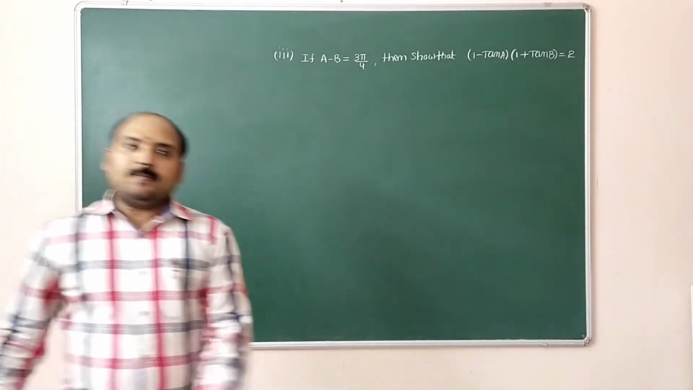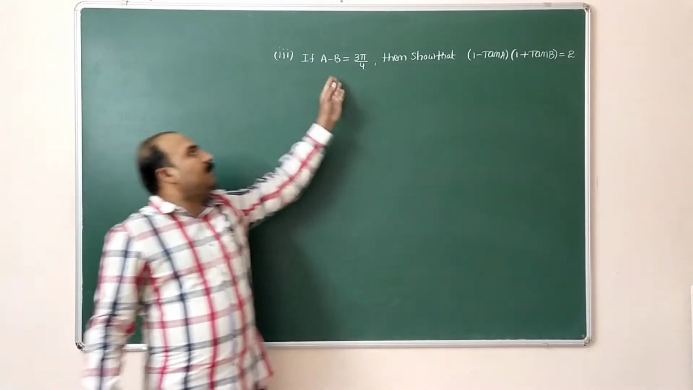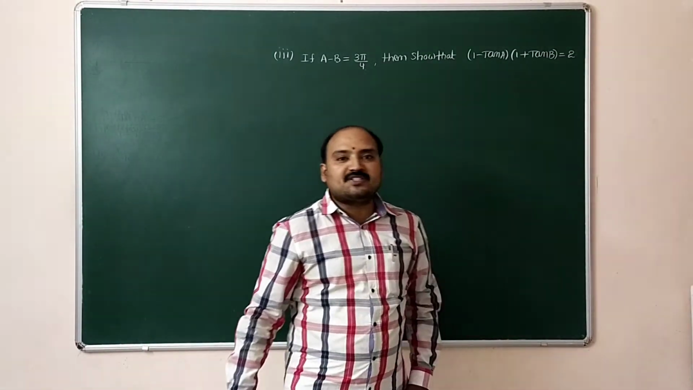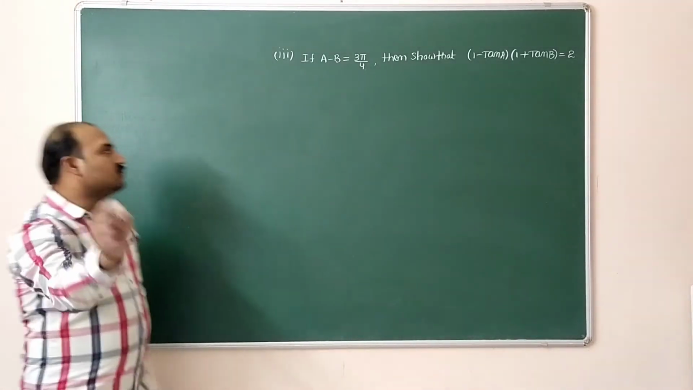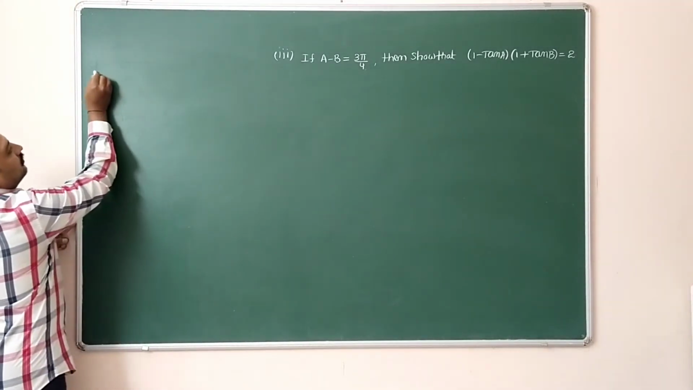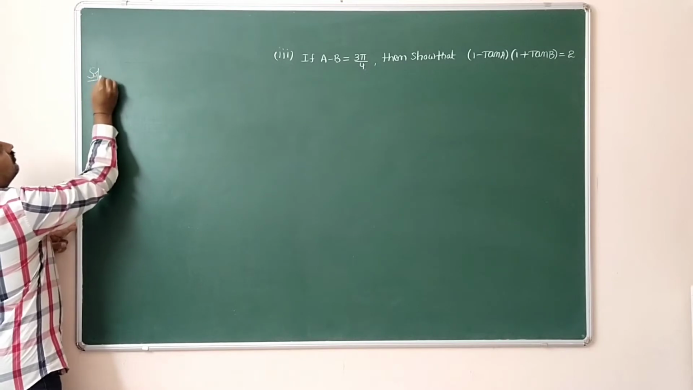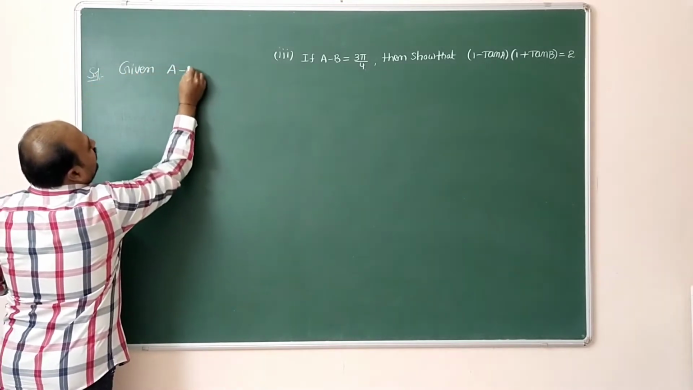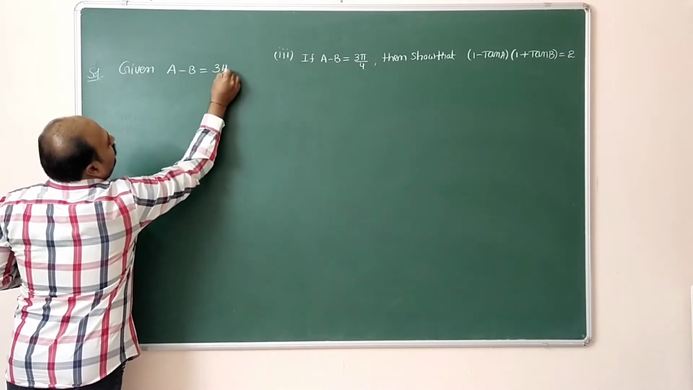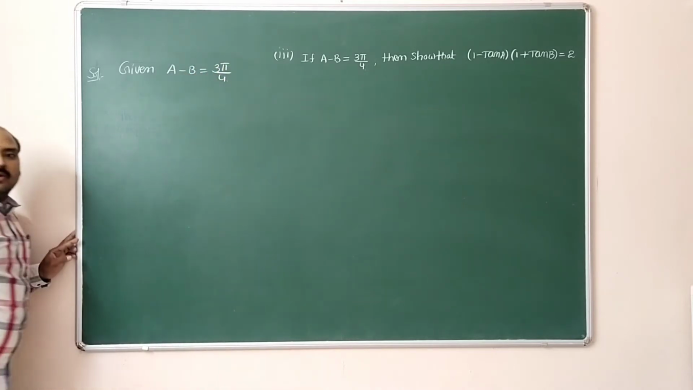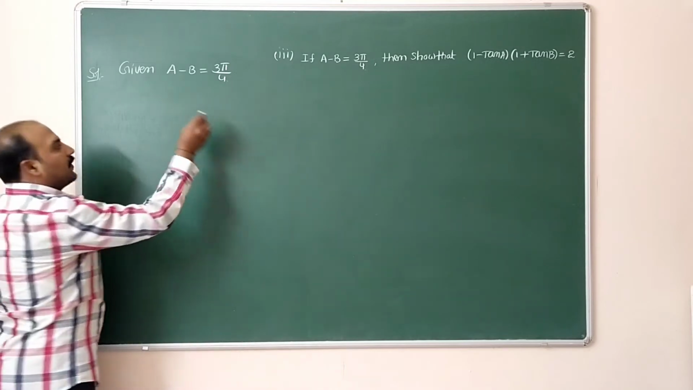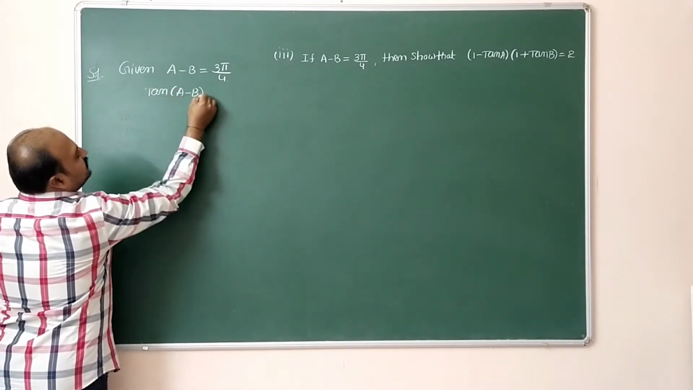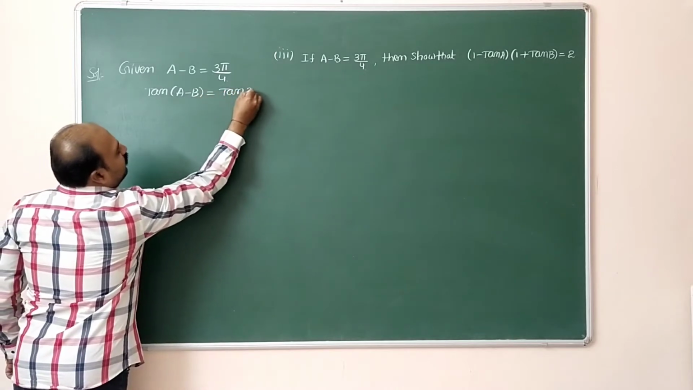The next question, they are asking to prove that if A minus B equals 3 pi by 4, then show that 1 minus tan A into 1 plus tan B equals 2. So here, given condition: A minus B equals 3 pi by 4. Taking tan on both sides, tan of A minus B equals tan 3 pi by 4.